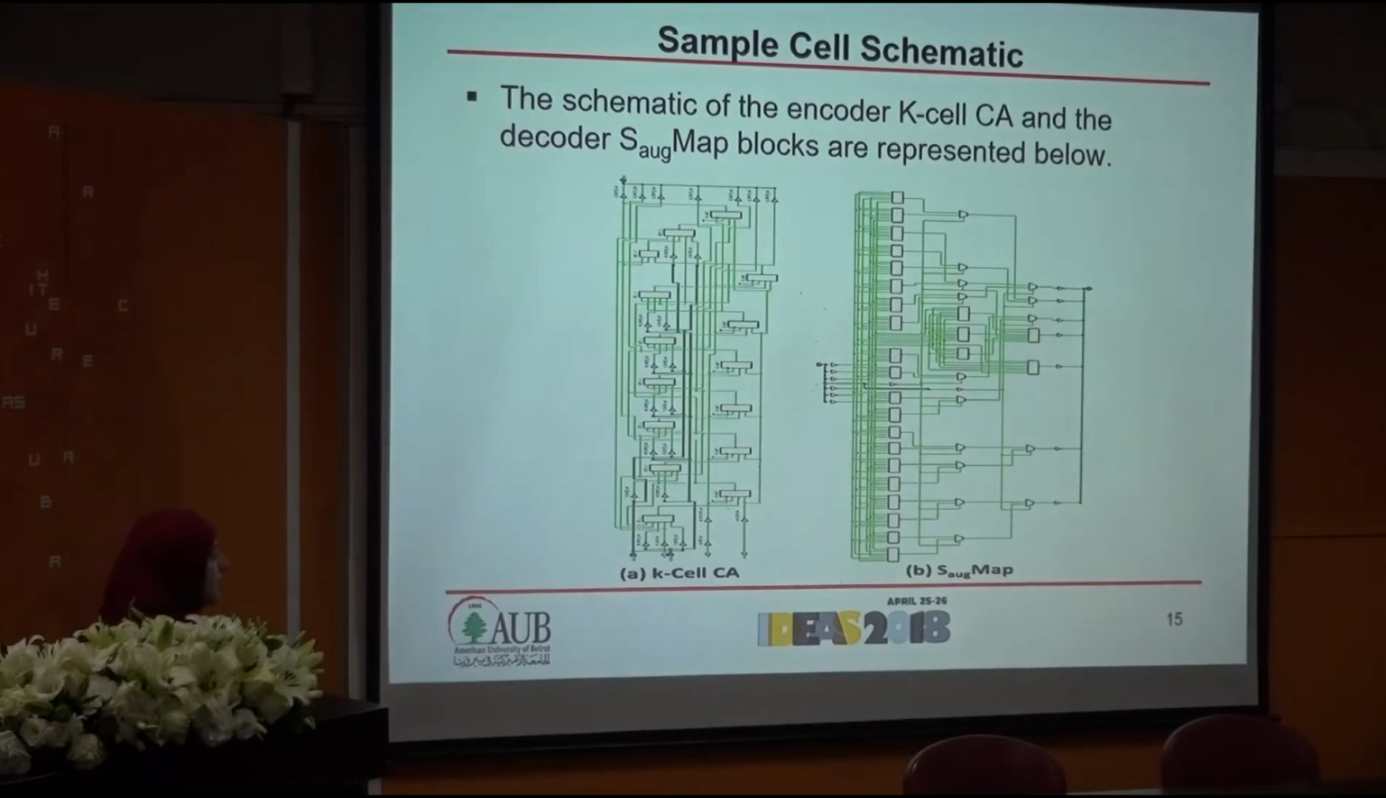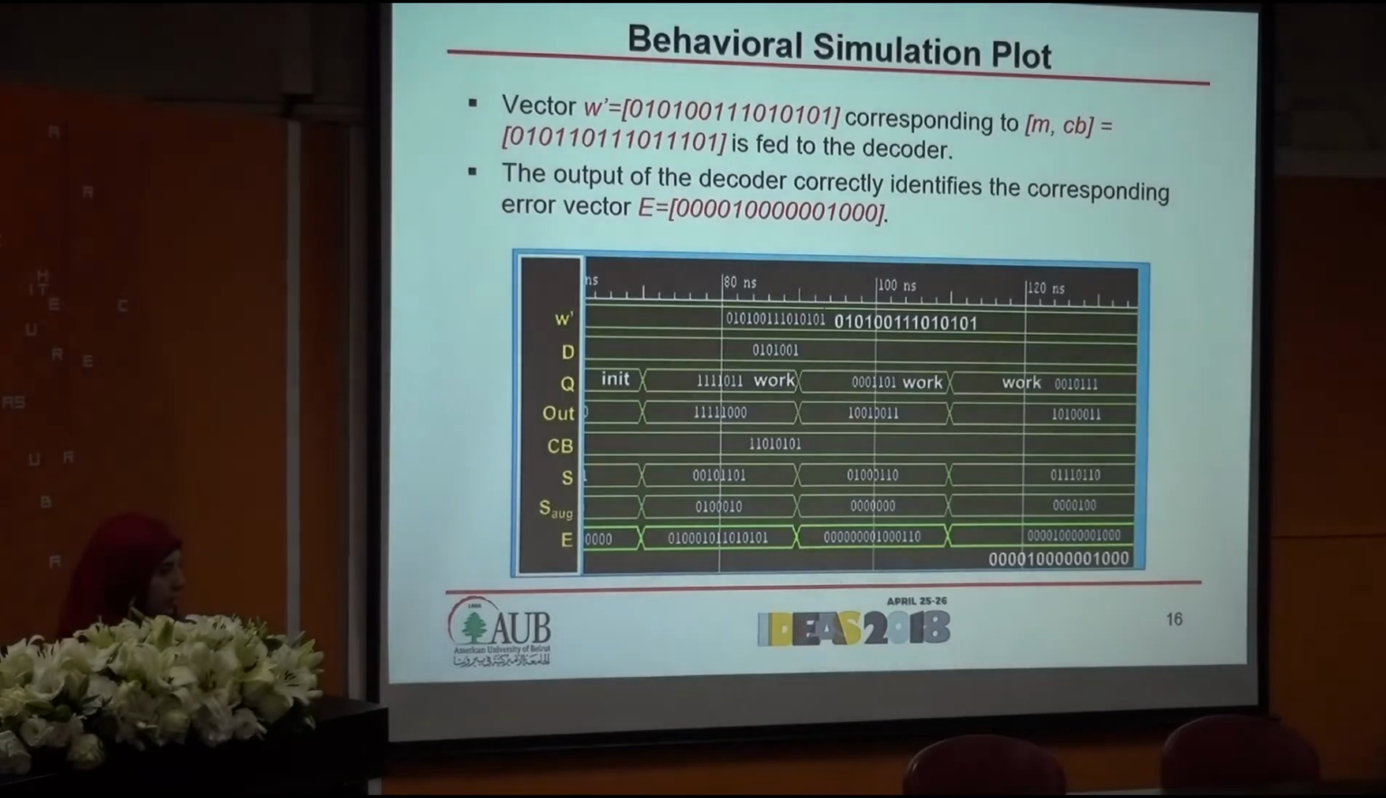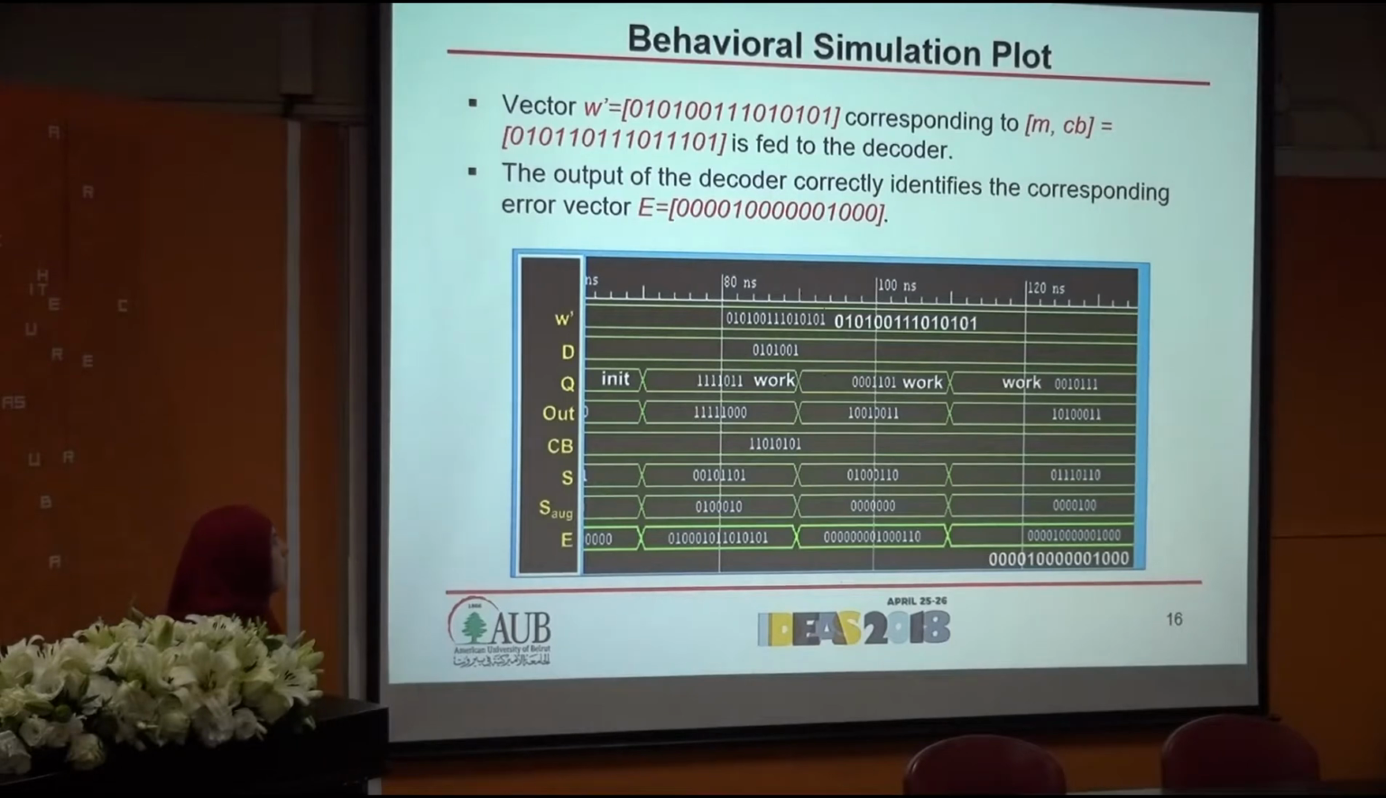From Vivado, we were able to get some schematics. The first one is for the K-cell LCA, which we already explained, and the second one is for the hub. We also have the behavior simulation. In this behavior simulation, we send a vector which consists of a message and check bits. We already designed errors in this message, and we were able to get the error vector, which indicates the position of the errors, as you can see in the E vector.